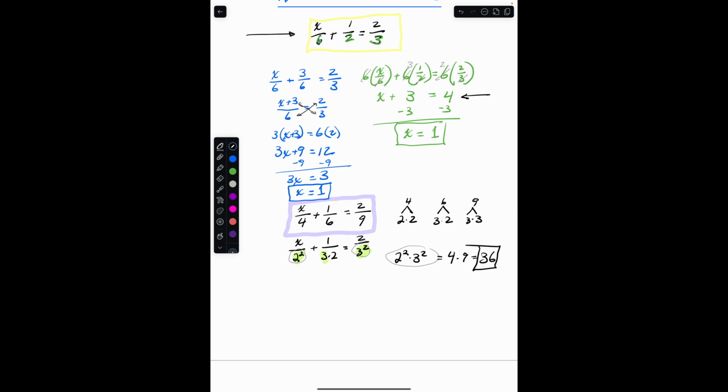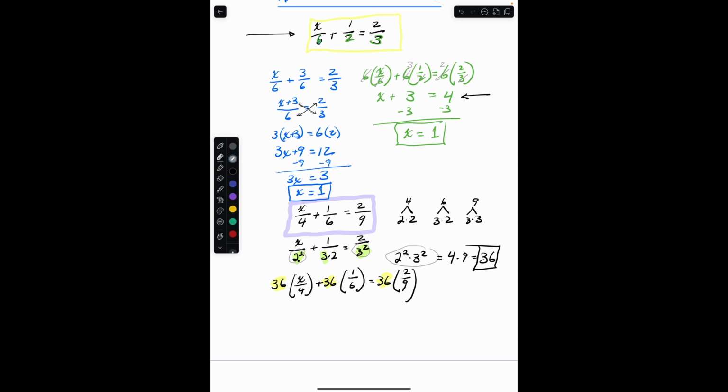And let's go ahead and solve this equation using that common denominator. I'm going to multiply everything I see by 36. So 36 times x over 4 plus 36 times 1 over 6 equals 36 times 2/9. My original equation is still there. I've just multiplied it by 36 on both sides.